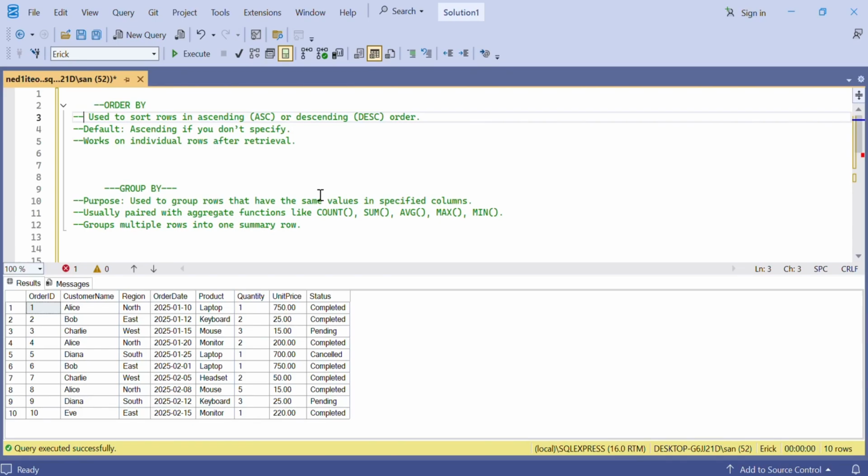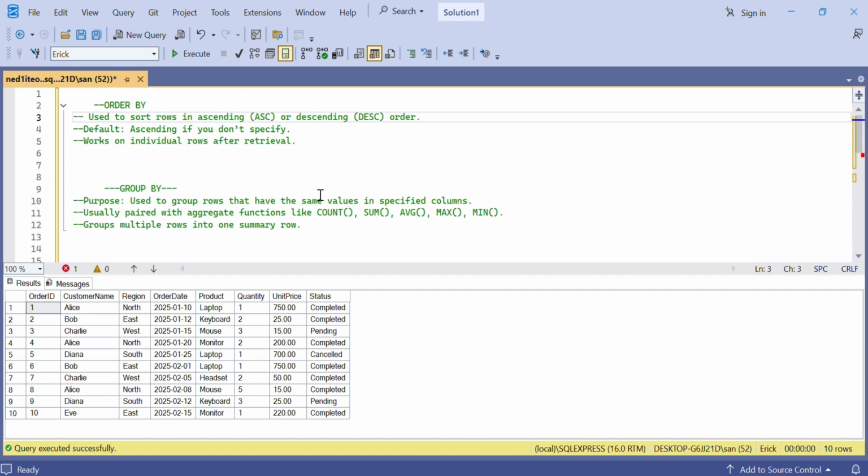Sorting data is easy, summarizing data is powerful. That's exactly what we will learn today. So in this video, I will show you how to use ORDER BY to arrange your results neatly and GROUP BY to summarize and make sense of large data sets.